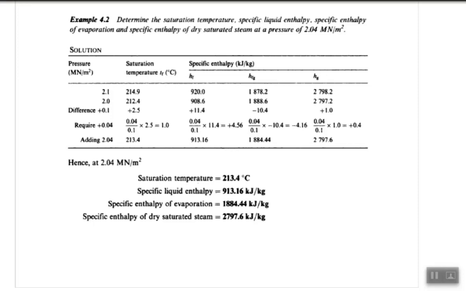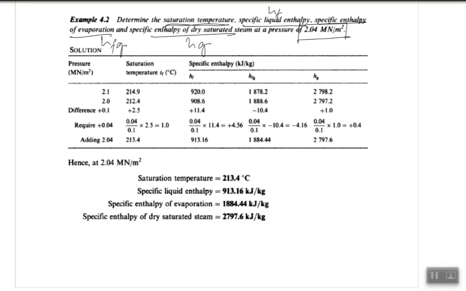Let's have a question then. First, determine the saturation temperature, the specific liquid enthalpy, which is hf, the specific enthalpy of evaporation, which is hfg, and the specific enthalpy of dry saturated steam, which is equal to hg. You do not need to remember this right now because we will be doing it after the first law of thermodynamics. So determine these four properties at a pressure of 2.04.